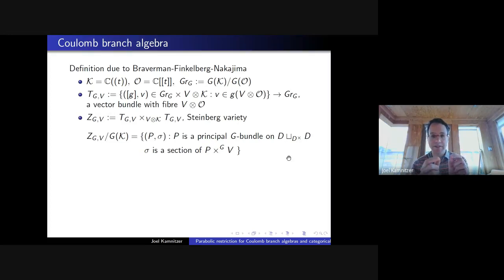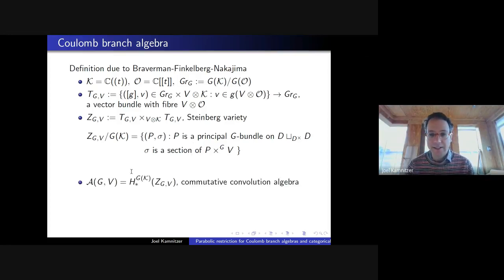So it's a non-separated curve. It contains two origins and looks like a ravioli. So this space ZGV mod G of K is the moduli space of such pairs of a principal G bundle and a section over that space. And then the construction of Braverman-Finkelberg-Nakajima is that we take the G of K equivariant homology of ZGV, and this space is endowed with a convolution algebra structure analogous to the convolution algebra structure on the homology of the usual Steinberg variety.